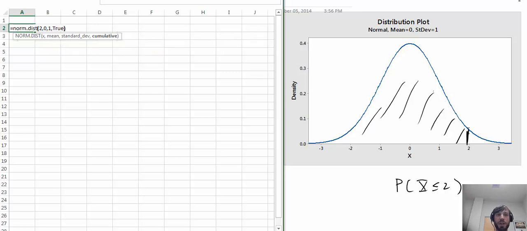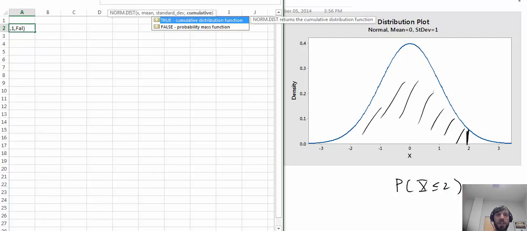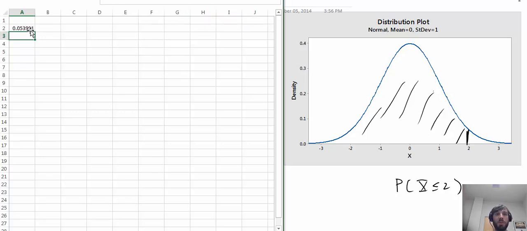So if I put true here, 0.977725 would be the right answer for the shaded area in this picture. Whereas if I put false here instead, this number right here would be the height of this particular point in my graph, right? So the height there would be 0.0533991.